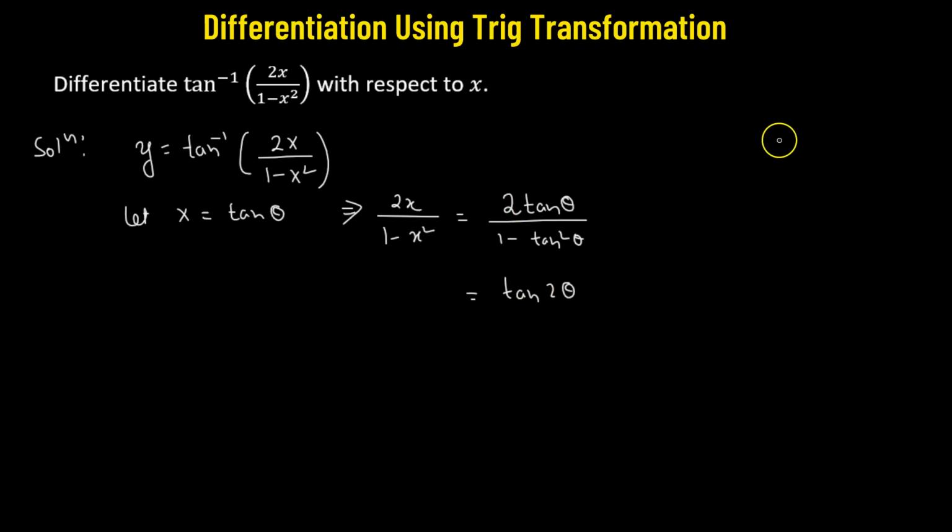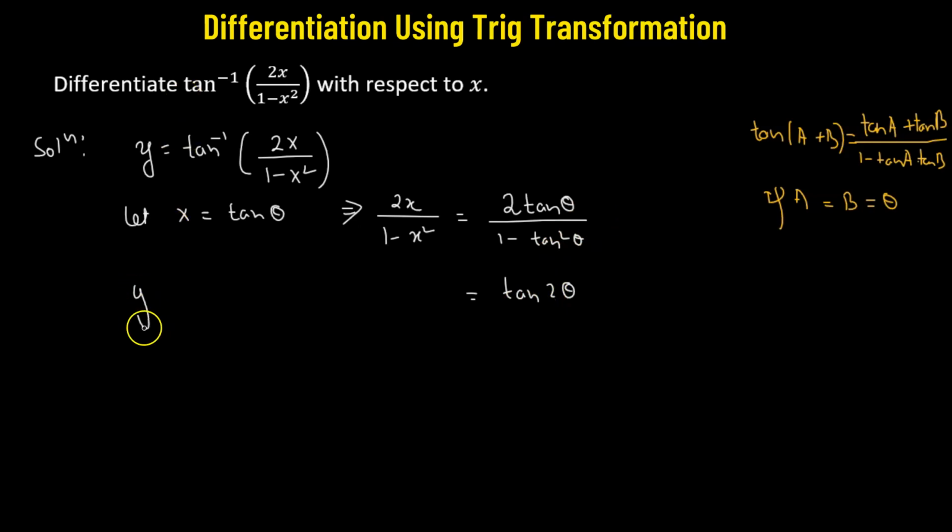So here what we have done, we have made use of the fact that tangent of A plus B equals tangent of A plus tangent of B divided by 1 minus tangent of A times tangent of B. So in our case, if we consider A to be equal to B and B to be equal to theta, then when we replace A and B with theta, we will get this particular expression. Now we have y equals tangent inverse of tangent of 2 theta. So that means y will be equal to 2 times theta.